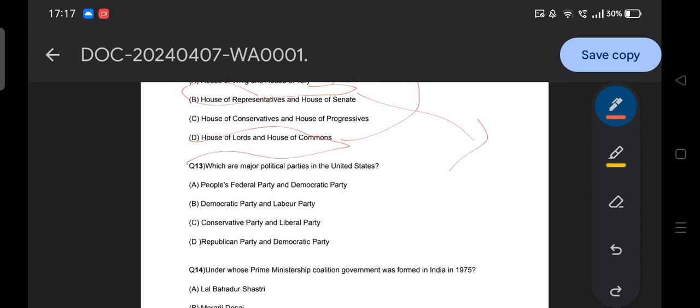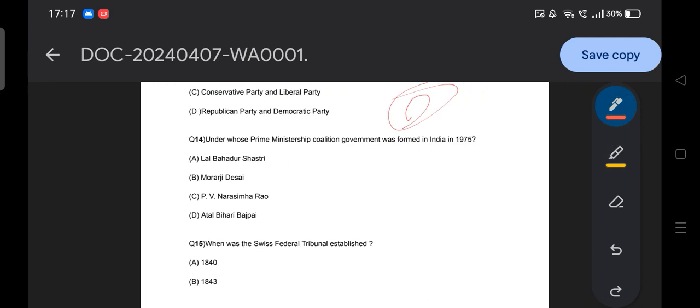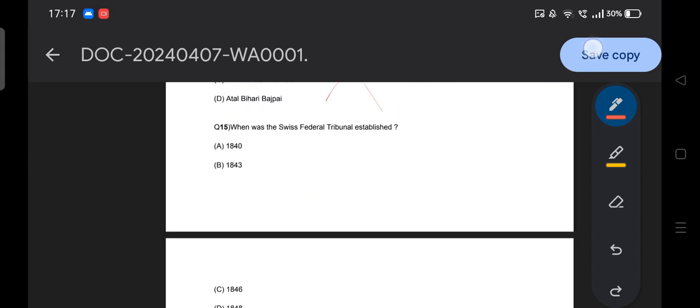Moving to the next, which are the major political parties in the United States? A, People's Federal Party and Democratic Party; then Democratic Party and Labour Party; then Conservative Party and Liberal Party; and Republican Party and Democratic Party. So the answer of this question is option D. What we notice is that you have to understand the political parties in the USA and the political parties in the UK. You need to cover that. Moving to the next, there is a question about under whose prime ministership, which is not related to comparative politics, so you can skip it.